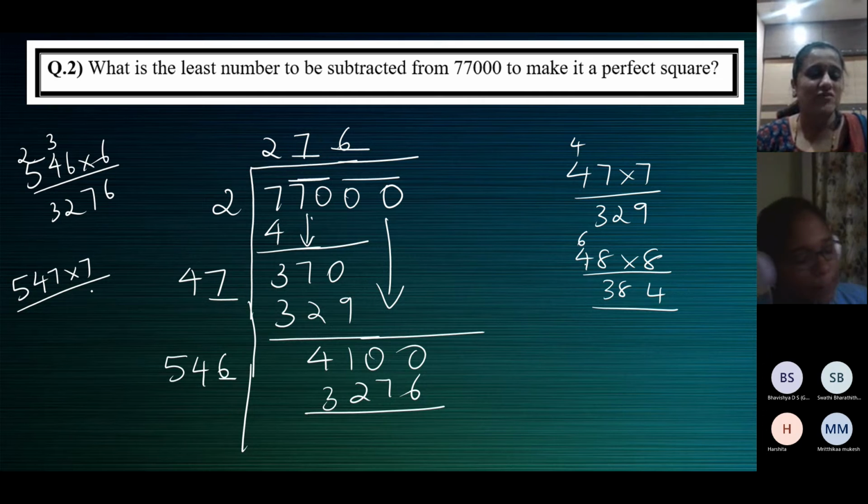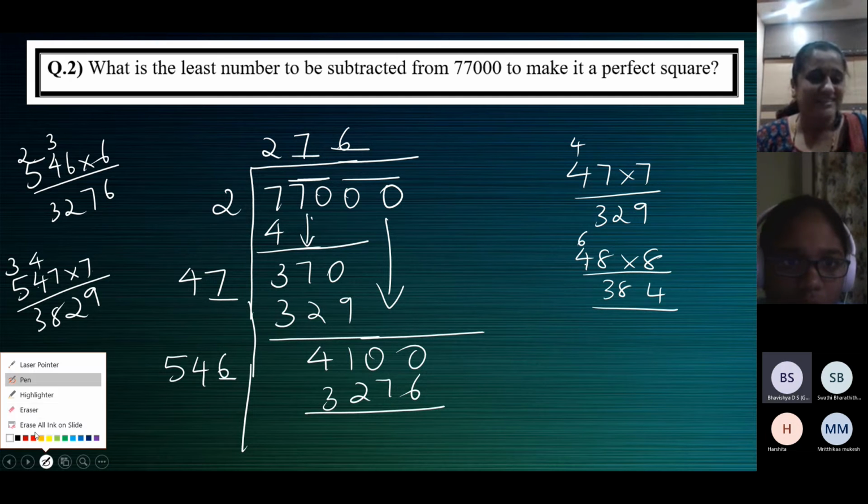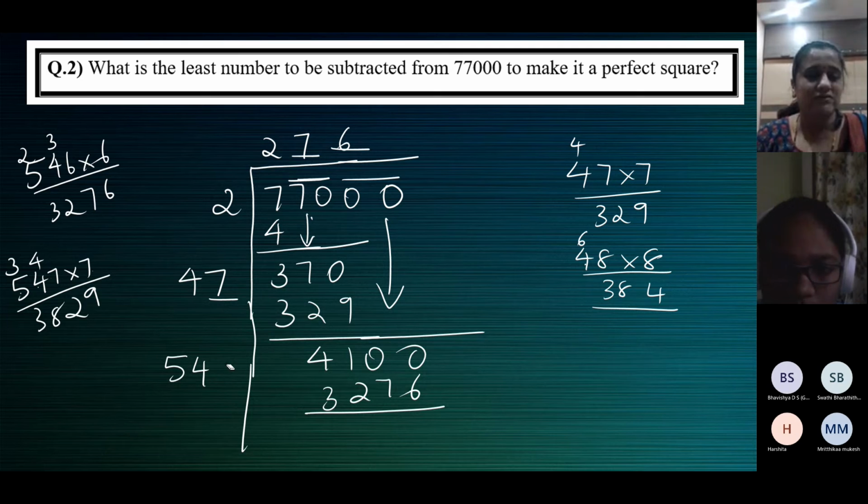Sorry. 7 7s are 49, 9, 4 carry over. 7 4s are 28, 32, 2, 3 carry over. Yeah, 7 5s are 35, 38. No, oh, yeah. It's 7, not 6. 271, ma'am. 1 minute. 1 minute.